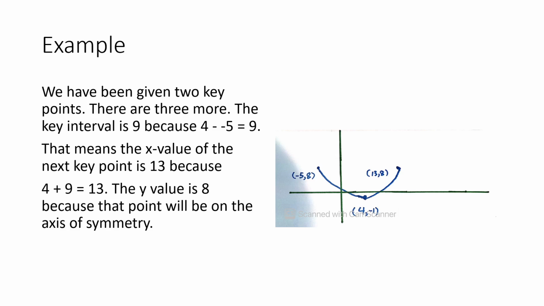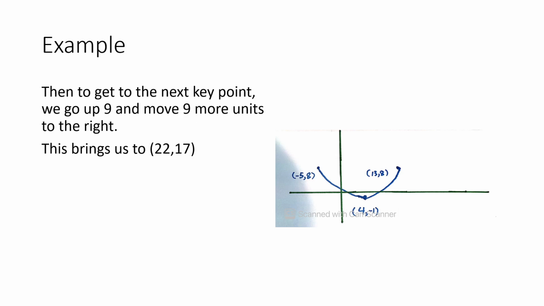Okay? Then we can tell we're coming with a negative sine curve because we're starting on the axis of symmetry and going down. That's what negative sine curves do. So our next key point will be up here.